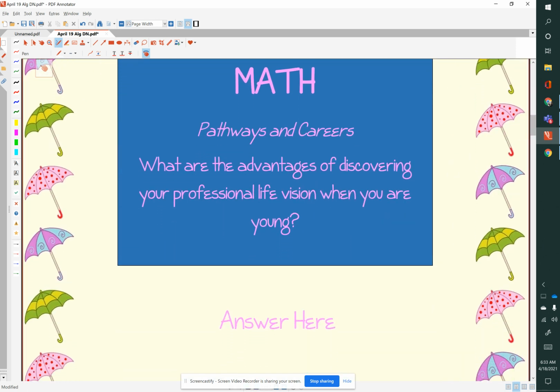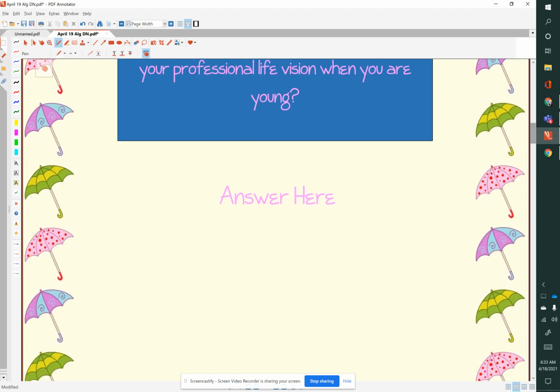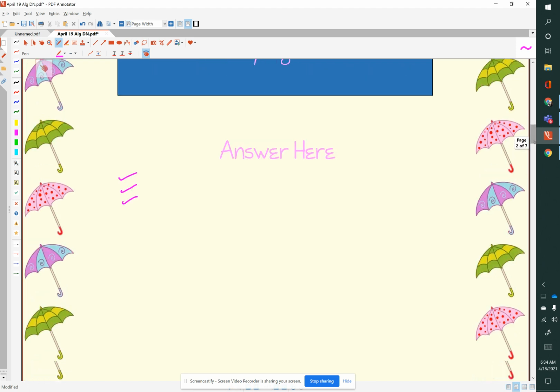Our Do Now is about pathways and careers. What are the advantages of discovering your professional life vision when you are young? I think one of the advantages is that you can begin learning about your profession sooner. You can start listening to blogs, reading newspaper articles, internet articles, magazines, journals about your chosen profession. You can also figure out, well, maybe I don't like this as much as I did. So, it's a good thing to find out when you're young. You can start meeting people who can mentor you in a profession that you're considering making your own. There's all kinds of reasons to really begin thinking about this when you're young.